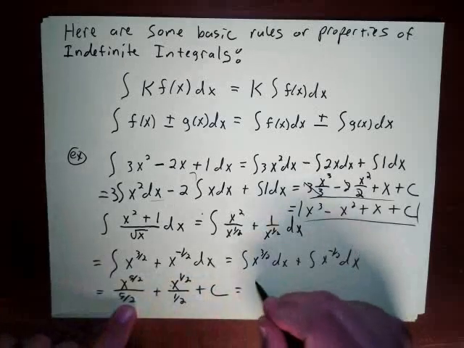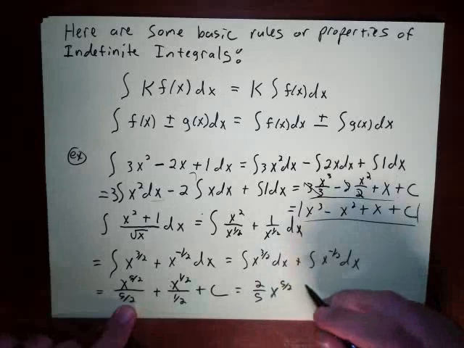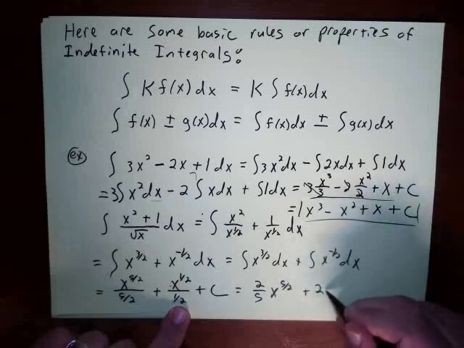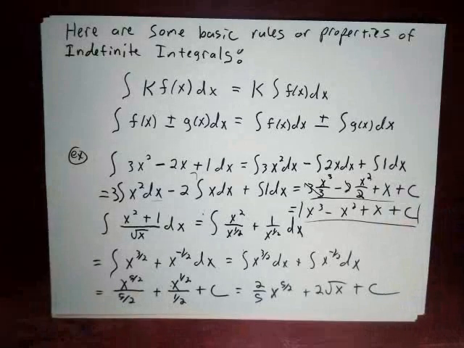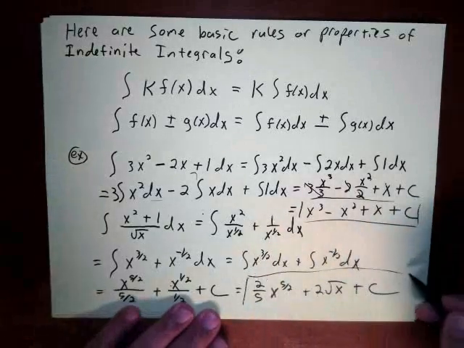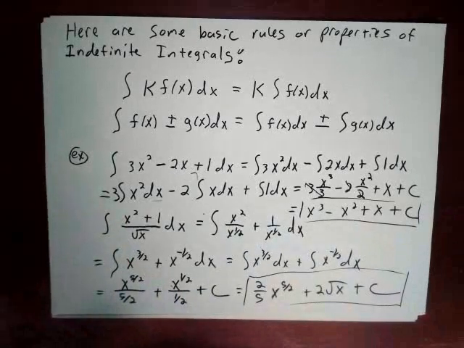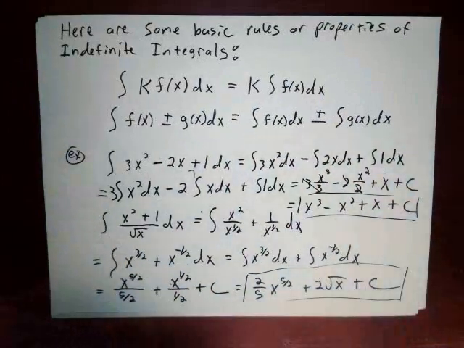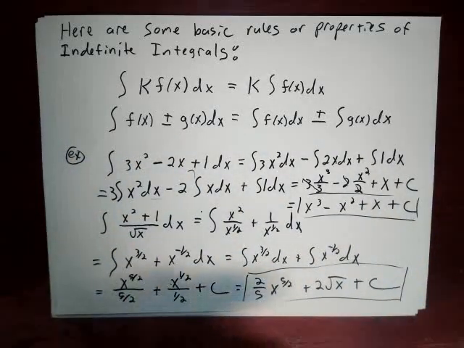So then I can invert this and simplify. This would be 2/5 x to the 5/2, plus 2, and you could write the square root of x if you wanted to, plus C. Something like that. And so this would be the antiderivative of that. So with the power rule, and with some of these properties, there's a lot of integrals that you can integrate. There's a lot that you can actually find the antiderivative for.